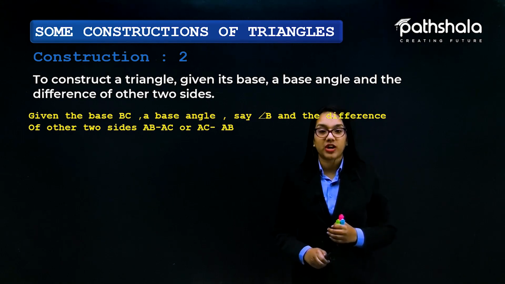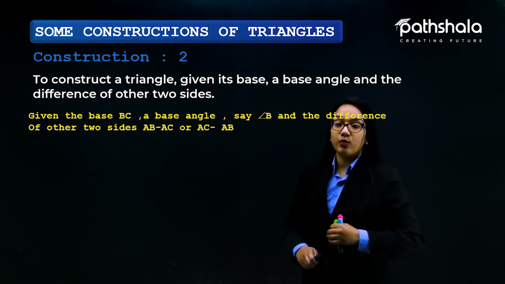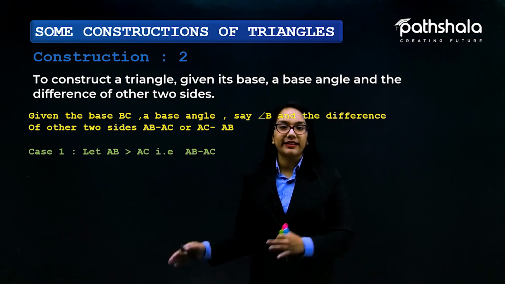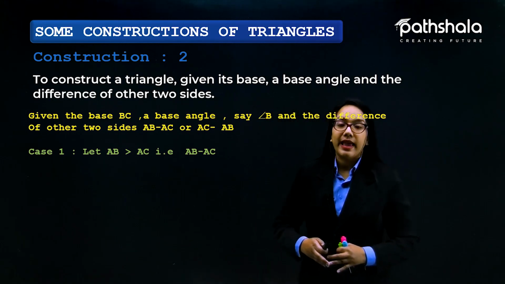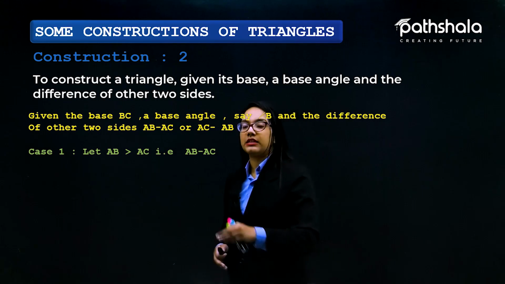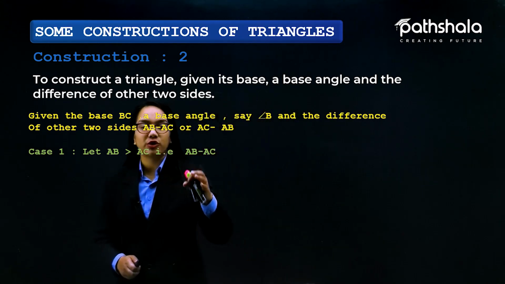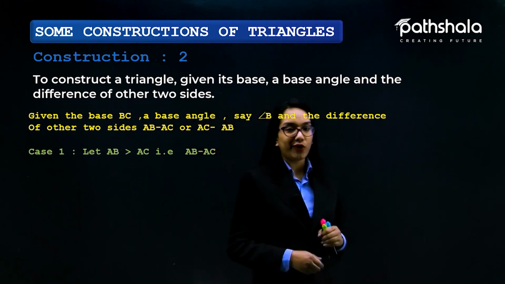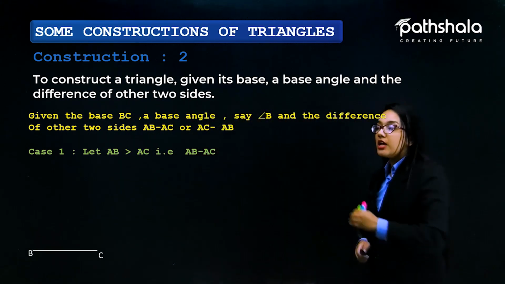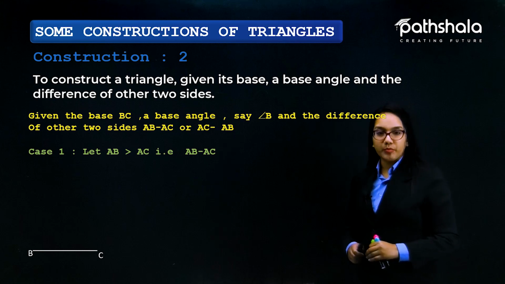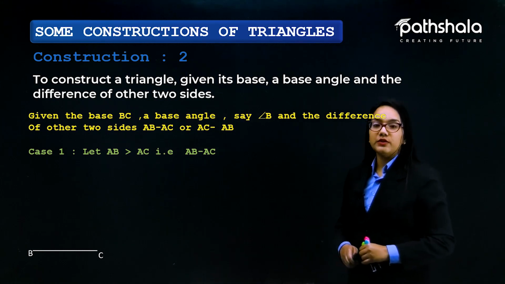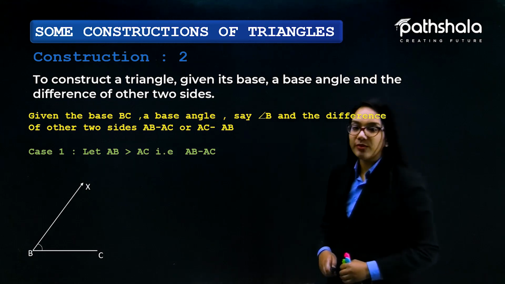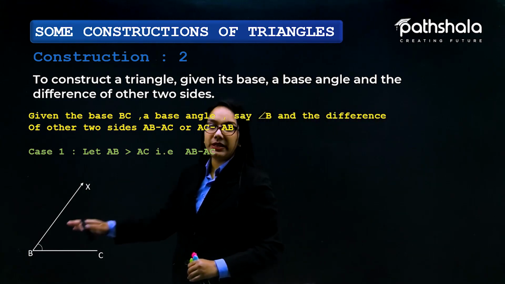In case number 1, I am taking the case when AB is greater than AC, that is AB minus AC. So let's see the construction involved with it. First of all, we have to draw the base BC. So this is my base BC. Further, let us suppose the angle is angle B, which is given to us. Construct the angle B, which is XBC.